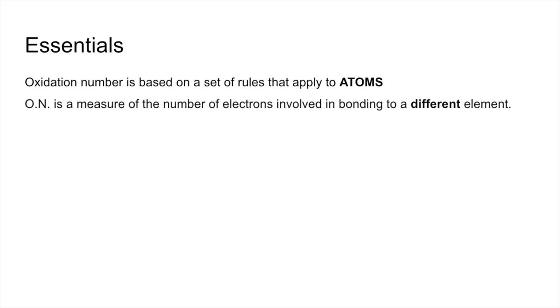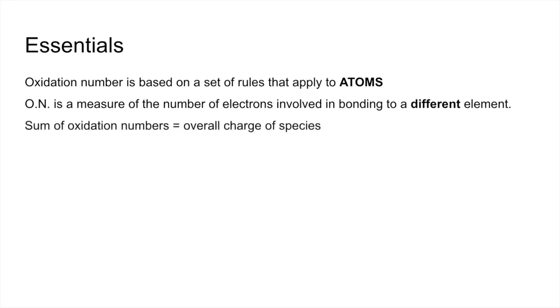Quick revision video on oxidation number. So we'll start with the essentials. Oxidation number is based on a set of rules that apply to atoms. The oxidation number is a measure of the number of electrons involved in bonding to a different element.